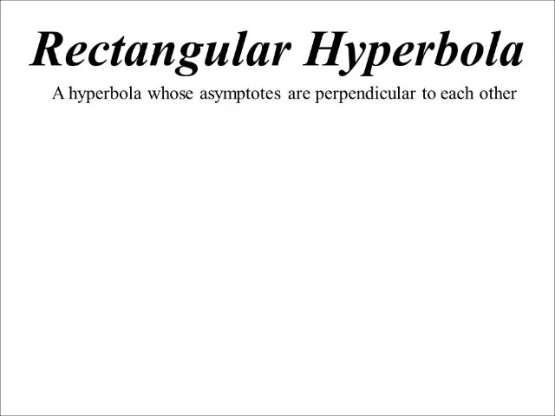Alright, so what does this mean? We know the two asymptotes will be y equals b on a x and y equals minus b on a x. So their slopes multiply together to give -1 because they're perpendicular. So that means b must equal a.